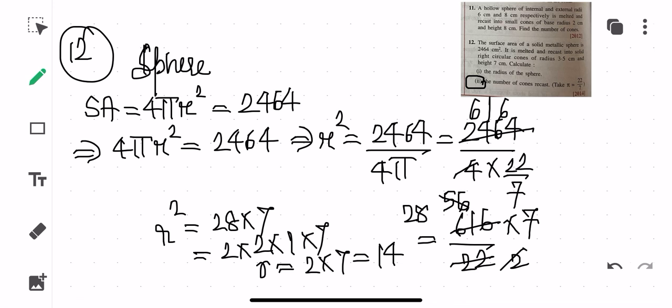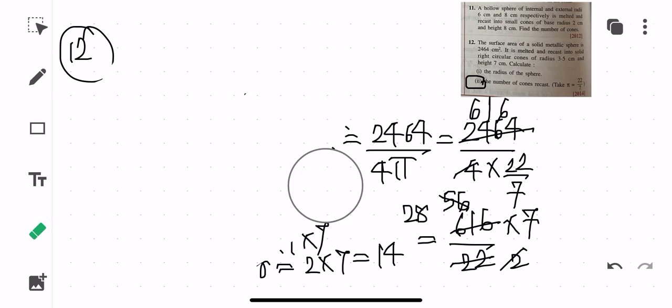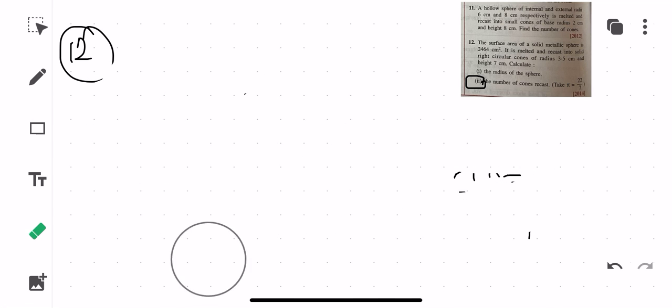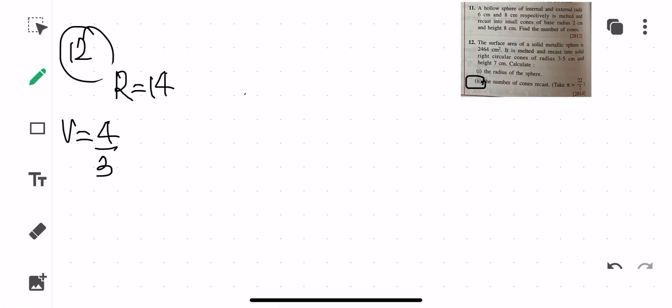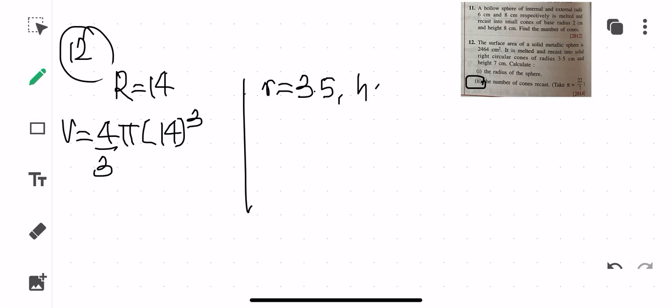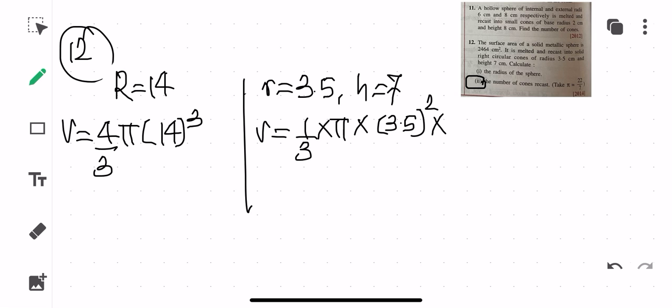Okay, so once you are able to calculate the value of r, then what you will be doing, children? First sub question I have done, second sub question you will be doing. So for that you need to do what? The number of cones recast means r you have calculated as 14. So the volume will be equal to 4 upon 3 into pi into 14 cube. And then for cone, the radius has been given as 3.5, height has been given as 7. So the volume will be equal to 1 upon 3 into pi into 3.5 square, or else you can take 7 by 2 into 7.